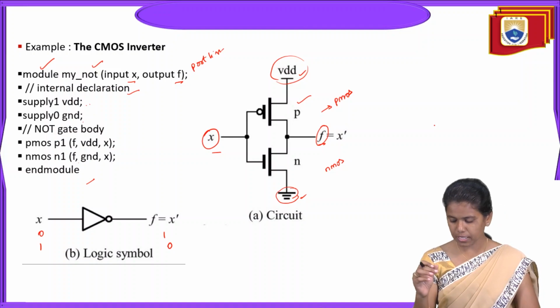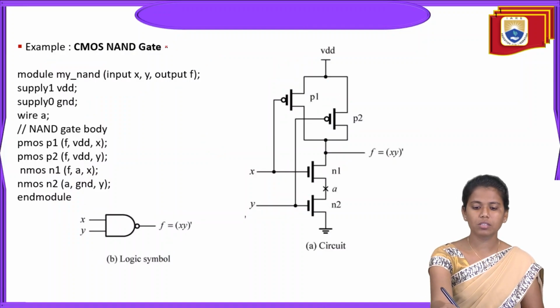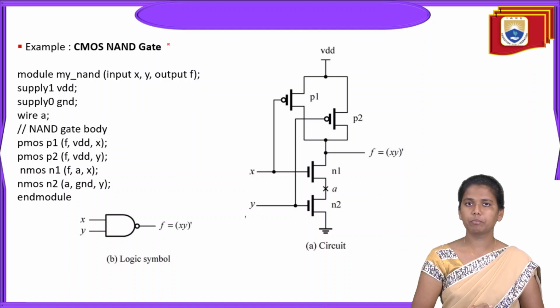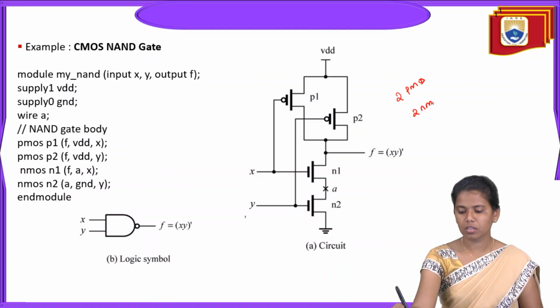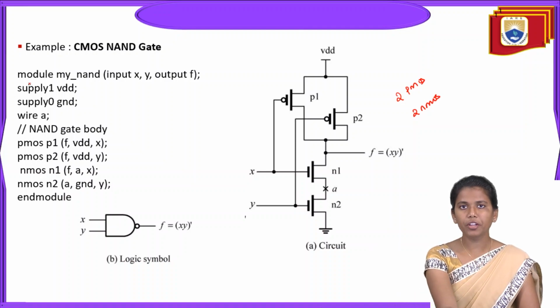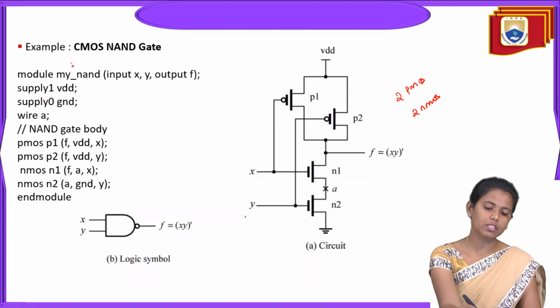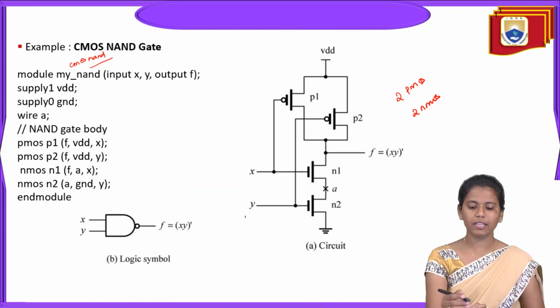Okay, so this is a basic example for the CMOS inverter, and we will see one more example, that is the CMOS NAND gate. This is one of the examples under switch level modeling. So this is the circuit. Here we see we have two PMOS and two NMOS, right? Module, name of the module. Instead of my NAND, you can write CMOS NAND gate, or any sort of name you like. It's your wish. So module CMOS NAND gate, and then the port list.